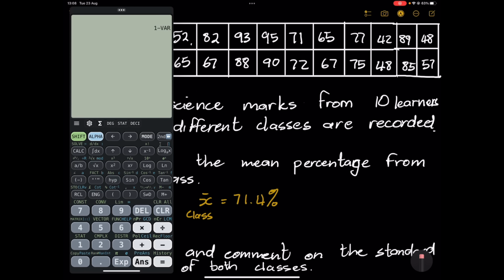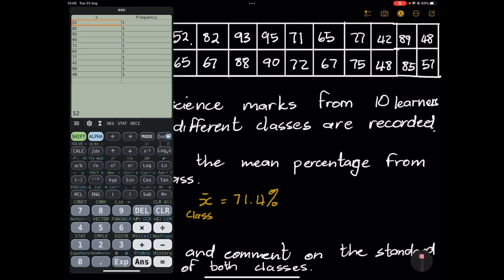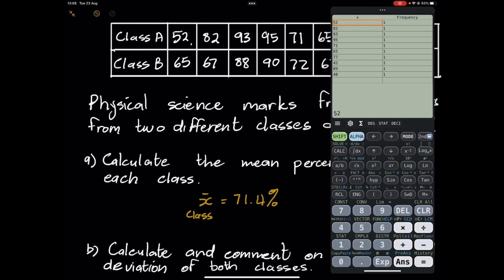All right, I went to stat, and then in this case, remember, I went to my one variable there. Now what I'm going to do is just simply replace that data. So I've got 65 for this class, I've got 67. Okay, so I'm putting in new data. I've got 88. I'm choosing to do this with you so that you'll see it. I've got 90, and I've got 72. Let me just see, 65, 67, 88, 90, 72.